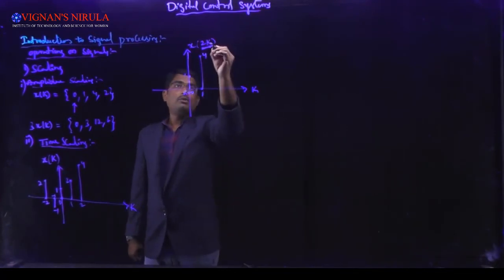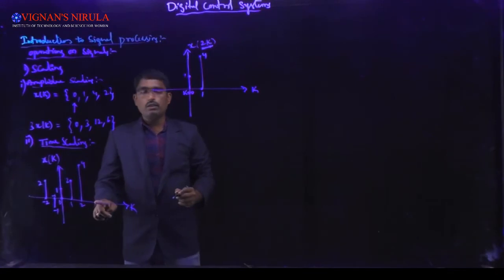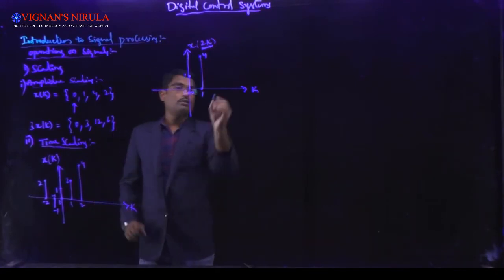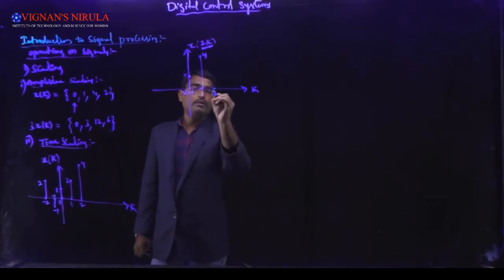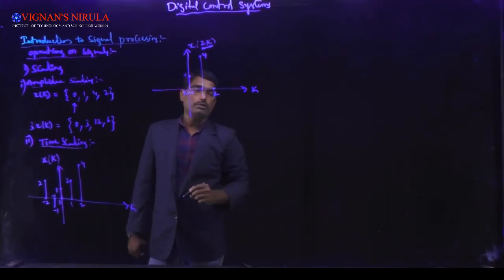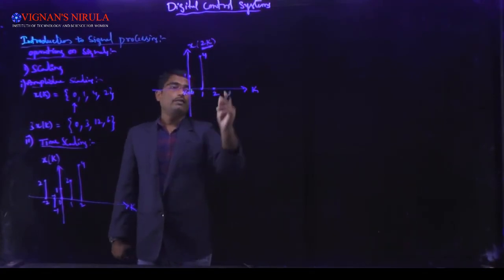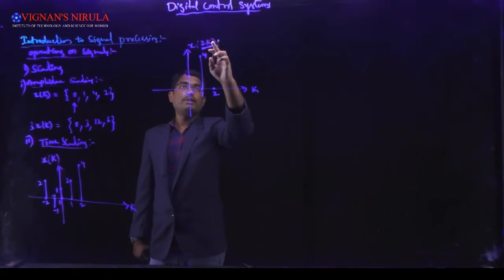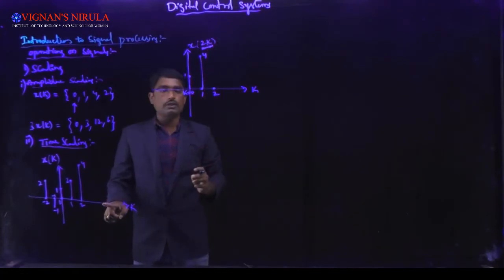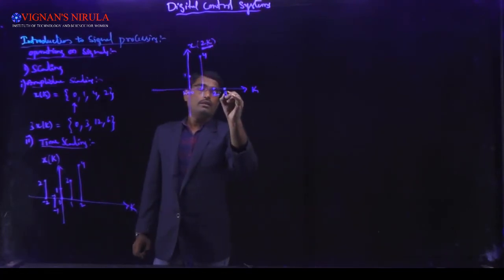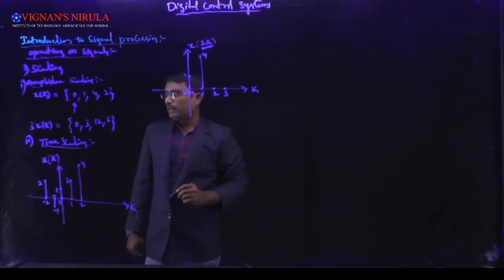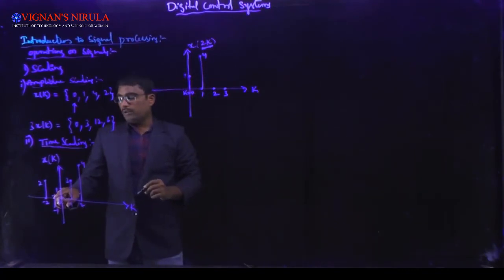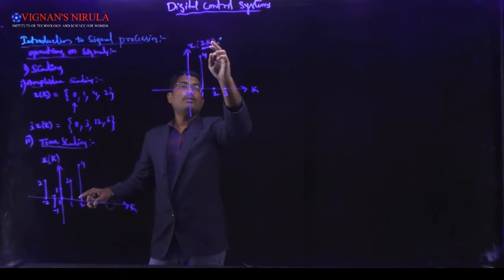For k equals 2, if you put 2 here, x of 2 into 2, x of 4, there is no value for x of 4, so that will be 0. 0 means 0 amplitude. For k equals 3, x of 2 into 3, x of 6, there is no value for x of 6, simply 0.